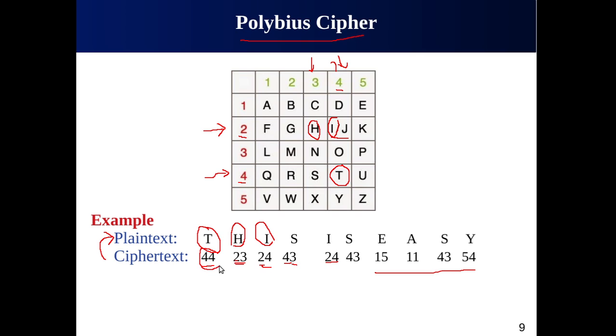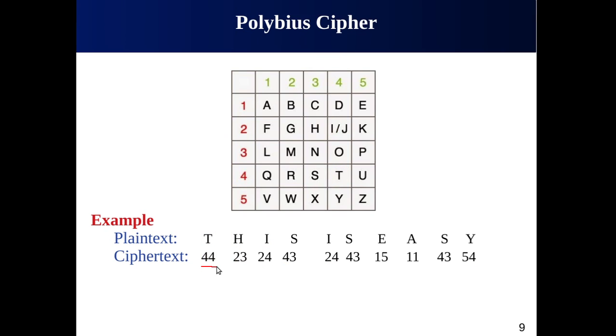What the receiver will receive: 44, 23, 24, 43 and so on. So in order to decrypt 44, the receiver knows the technique used for the encryption. So first he will consult row number 4 and then column number 4. And at the intersection of these two, the letter is T. So T will be recovered. In order to recover the next plain text letter, consult the ciphertext, that is 23, which means row number 2 and column number 3. And the intersection of these two will give you the letter H. So H will be recovered from this ciphertext and so on. This is the Polybius cipher.